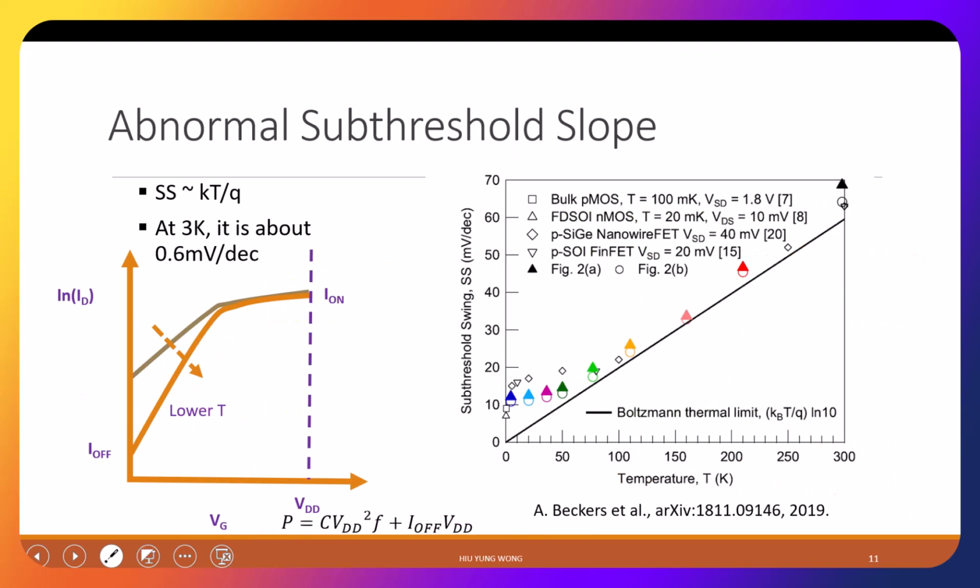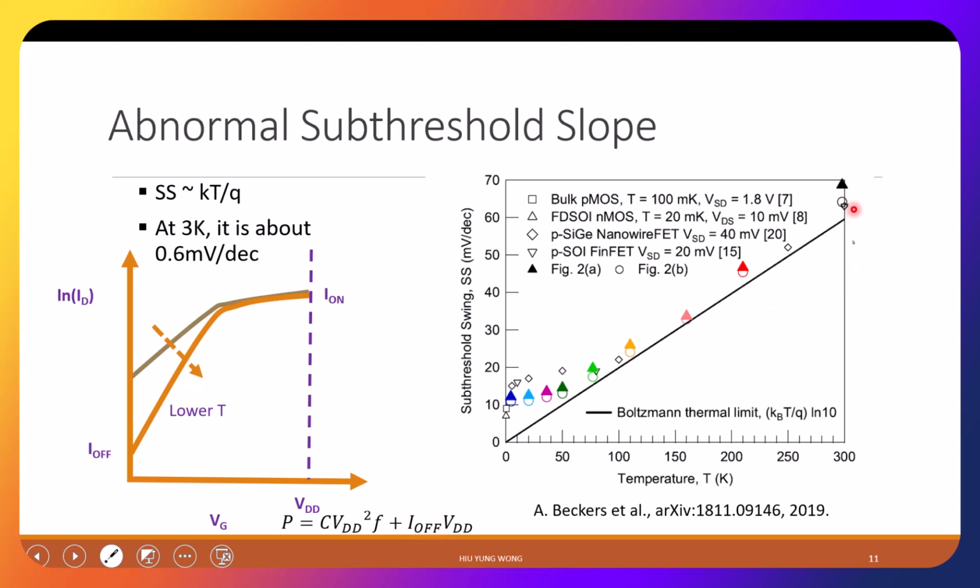Let me just finish these 2 slides. I know it's almost time. Just finish this slide. This is what I want to tell you. Ideally, this one is room temperature. When I go to lower temperature, it has a lower subthreshold swing. The off current reduces a lot. The power consumption of a chip depends on the switching power and the off-state power, right? When it is off at VDD, you have this consumption.